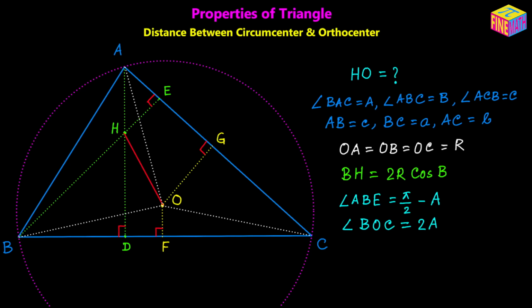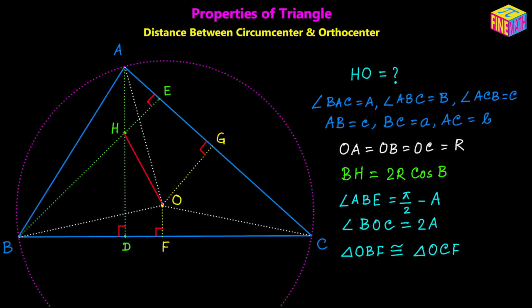Well, BOC is the angle subtended by the chord BC at the center of this circle, which will be double the angle subtended on the circumference, which is the angle A. So angle BOC will be 2 times A. Whatever is the size of the angle A, angle BOC will be double of that. That is a property of circle, that a chord subtends double the angle at the center compared to the angle it subtends on the circumference.